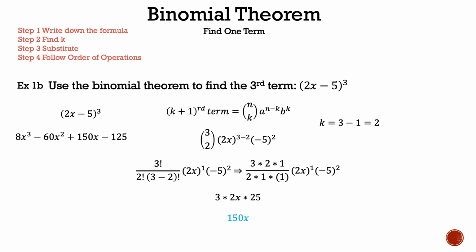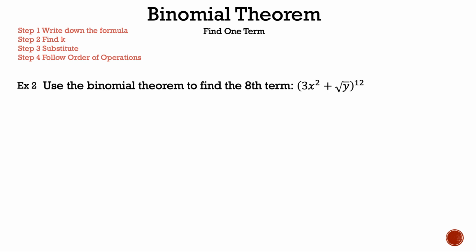So we found the third term two different ways. One using the binomial theorem and one using the k plus 1 first term. Which one do you think is easier? Now let's move on to example 2.